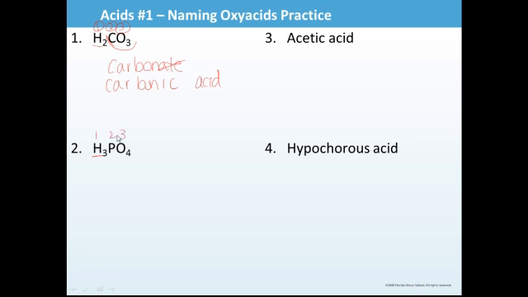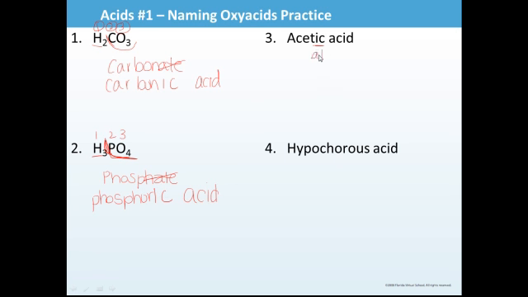I have 1, 2, 3 different elements, therefore I have a polyatomic ion, which is right here. PO4 is the phosphate polyatomic ion. ATE, I add IC and the word acid. Phosphic, no, phosphate's the other one that kind of does it weird. It's actually phosphoric acid, not phosphic acid. Phosphoric acid.